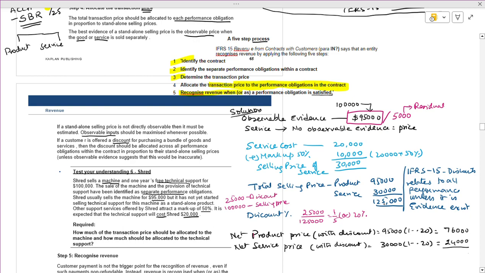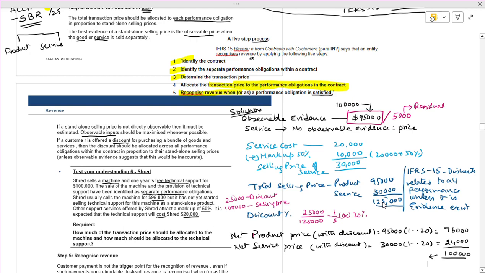It comes to 24,000. Means like this, we have to recognize the performance obligation. How much is that? We should not say that the product is coming with 100,000 and they are giving a discount as such. No, we have to take the price of the product, the price of the service, and the discount, and take the total price.